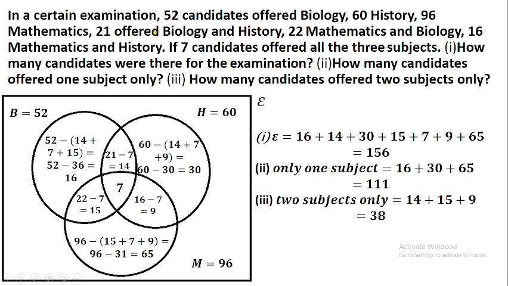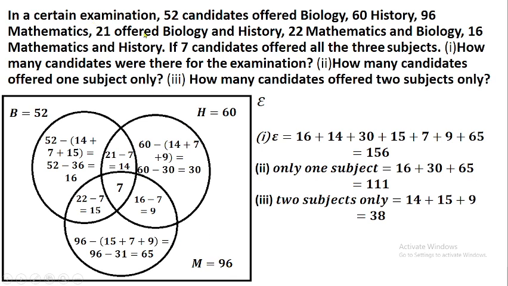In a certain examination, that means we don't know how many people sat for the examination. In a certain examination, 52 candidates offer biology. So that means we have a set for biology. This circle represents biology here. So we have 52 elements in it. History 60. That means another set, another circle represents history, which has 60 elements in it. Then we have 96 as mathematics. So we have the set mathematics represented by another circle, with 96 elements in it.